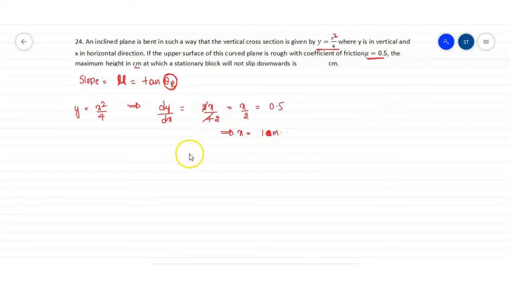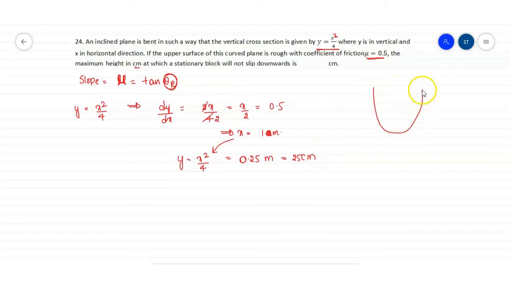So here we can say y is equal to x square by 4. Just substitute the value of x here. This will be 1 square upon 4, that will be 0.25 meters. We want the solution in centimeter. 0.25 meter will be 25 centimeter.